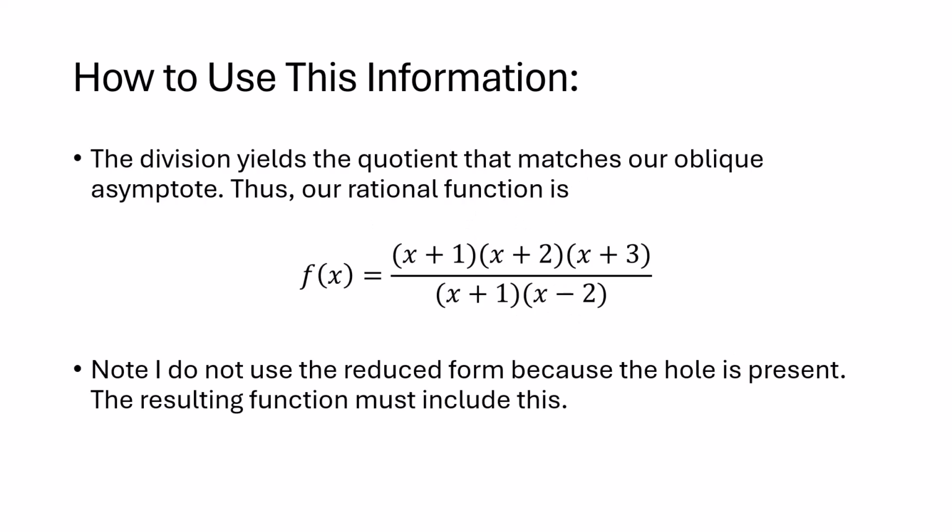So again, the division actually yields the quotient that matches our oblique asymptote. And this, again, is another check to say, hey, this template, x plus 1 times x plus 2 times x plus 3, divided by the product of the factors x plus 1 times x minus 2, seems to fit all of the information that we were able to extract from the graph. And we don't use the reduced form here because of the hole being present in the graph. We have to use the form that is not reduced, so the hole is also taken care of.